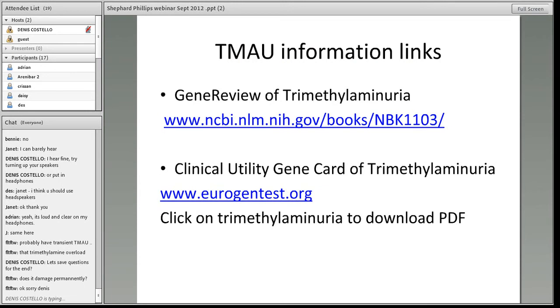So these are two information links. I mean, there are others out there, but one is the GeneReviews, which is an NIH resource on trimethylaminuria, and then a European resource, which is provided by Eurogentest, which is a clinical utility gene card for trimethylaminuria. If you go to the Eurogentest site, you have to run down the page until you come to the T's, click on trimethylaminuria, and you can download the PDF.